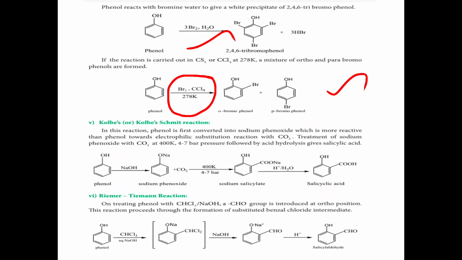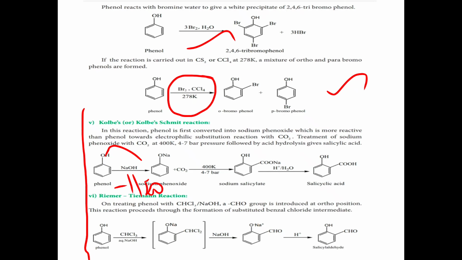The next two very important naming reactions are the Kolbe-Schmitt reaction and the Reimer-Tiemann reaction. From the examination point of view, these two reactions are very important, and this question is repeatedly asked for 2 marks, 3 marks, whatever it may be. Here is the phenol; with sodium hydroxide, sodium phenoxide is formed. NaO is attached here, and HOH is removed as water.